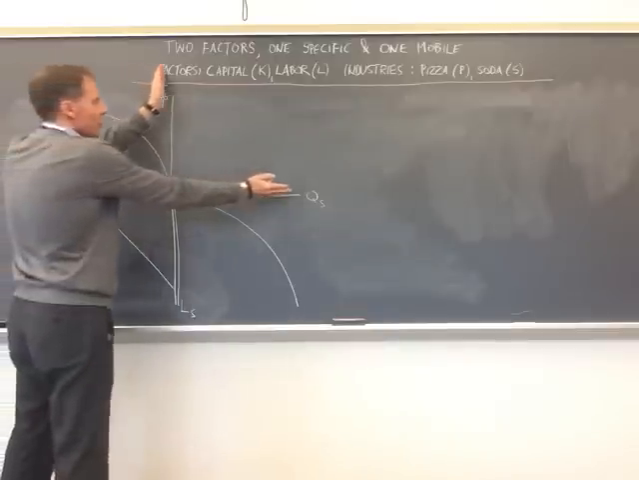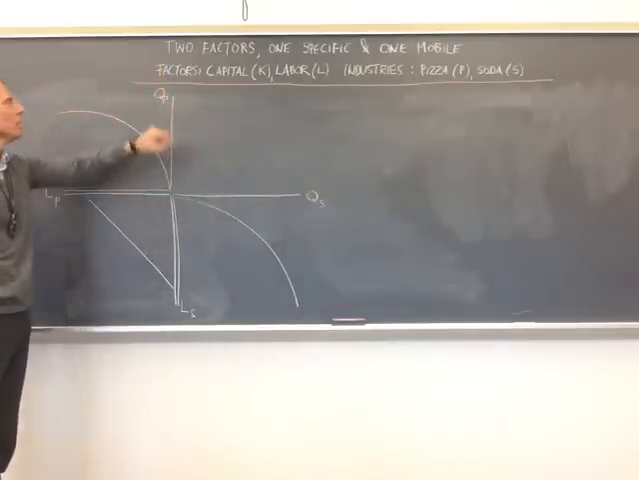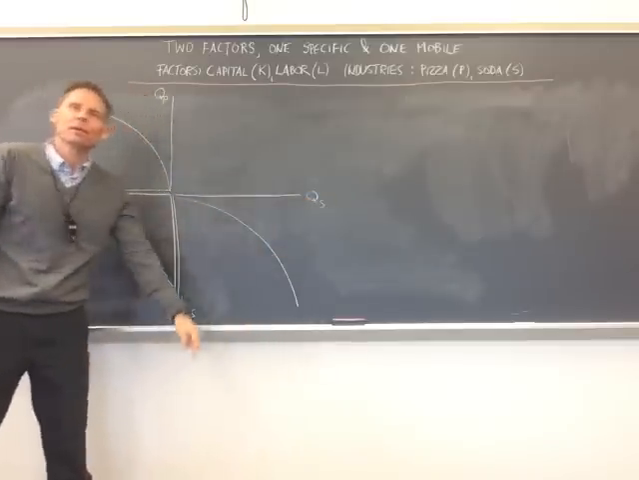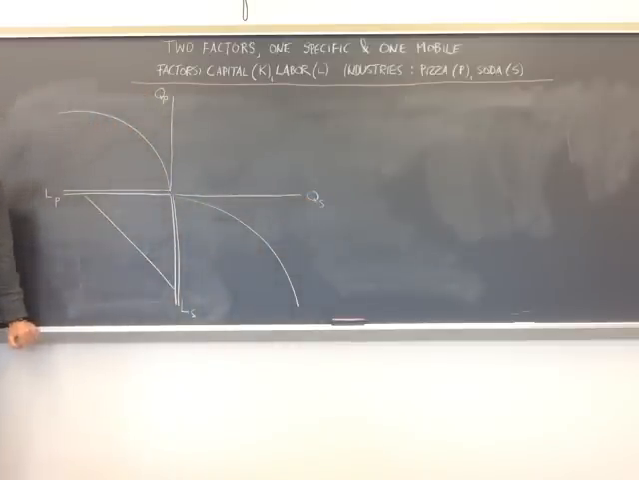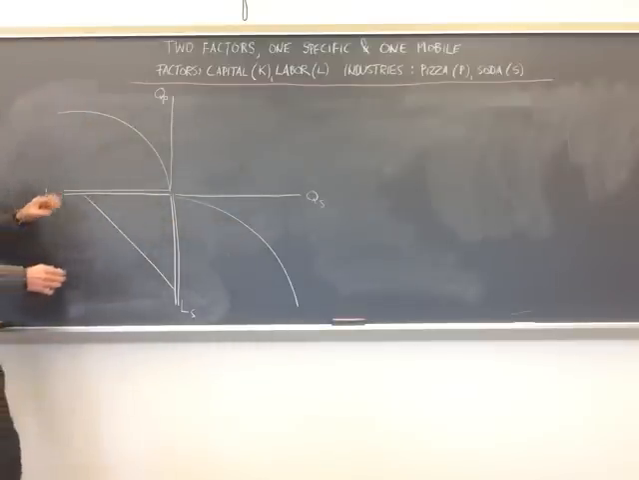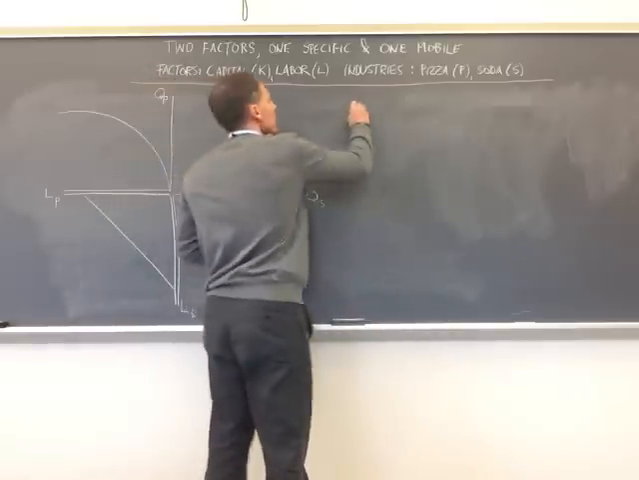Now we see that we have one quadrant where the axis is in pizza output and soda output, that we might be able to figure out how much soda and pizza this economy can produce given its technology, which is fixed, given its capital, which is specific to each industry, and given how many workers are working in each industry. So we'll do a few things here.